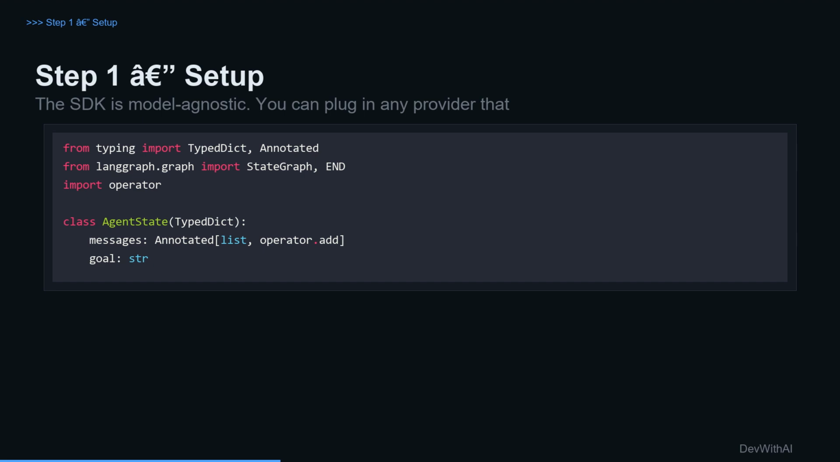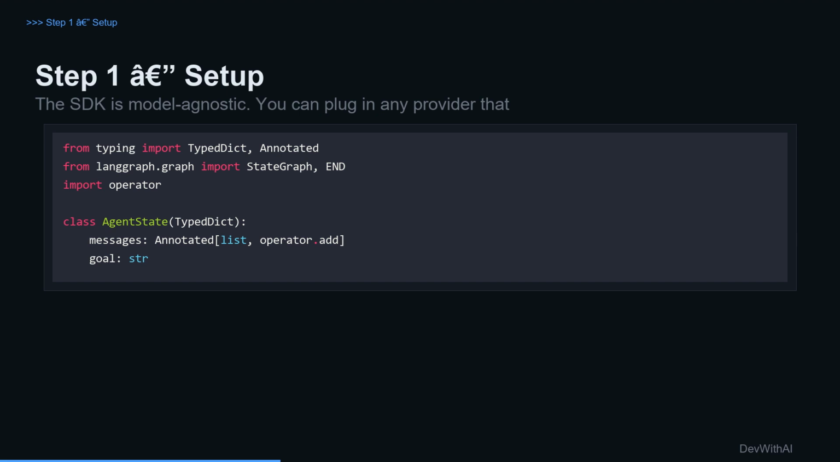The SDK is model agnostic. You can plug in any provider that supports the OpenAI chat completions format. And the entire agent loop, tool execution, and handoff logic is handled for you. All right, let's build. Create a new project directory, set up a virtual environment, and run pip install openai-agents. That's the only dependency you need. One package. Set your OpenAI API key as an environment variable.